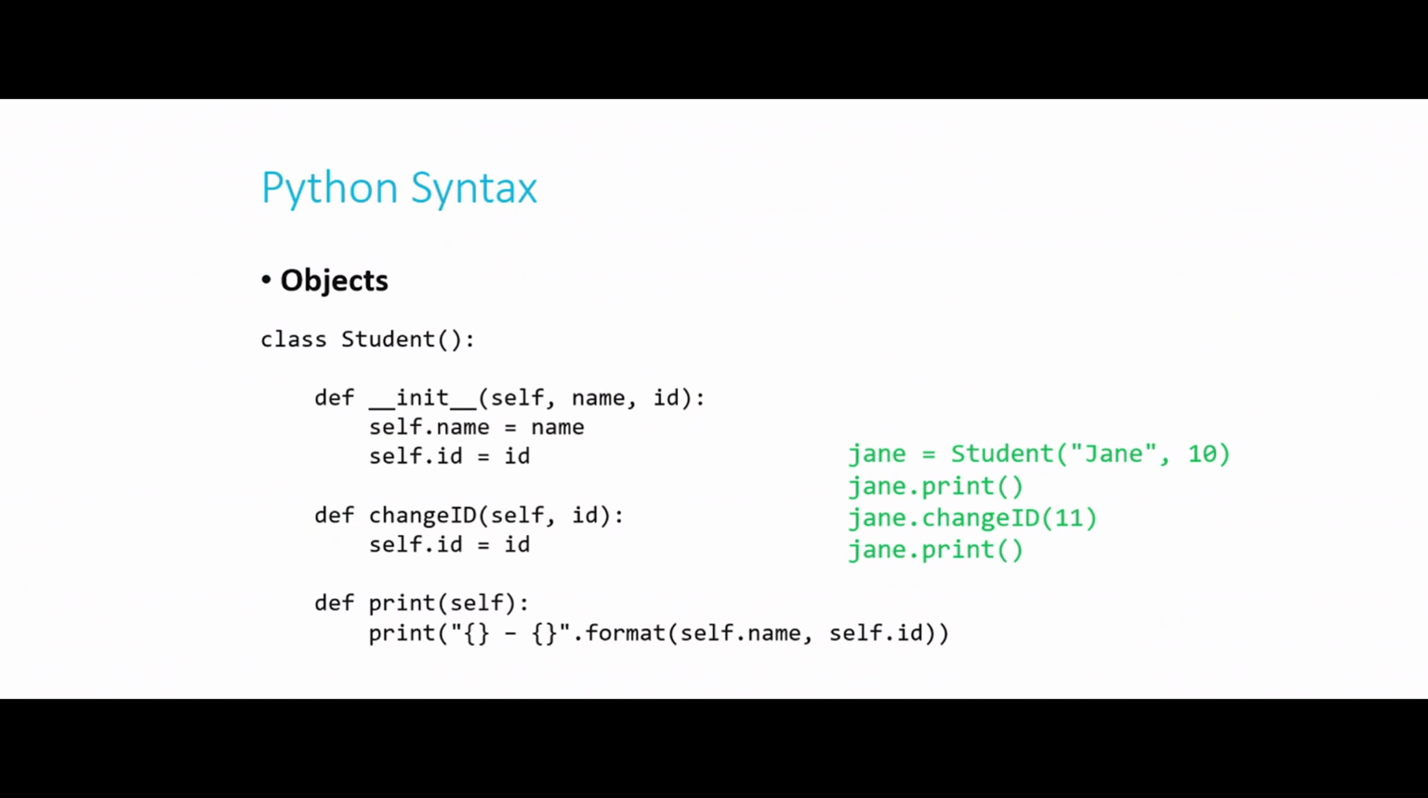If I then printed it out, I would print out Jane space dash space 10. Then if I executed Jane.changeID 11, you can probably guess what would happen, because when I printed again, it would print Jane space dash space 11. So that's just some examples of defining a class, defining methods, assigning properties. Again, all of this is inherent to what it means to be working in an object-oriented programming language.